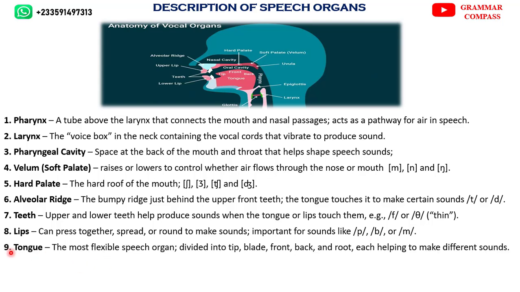And the last one is the tongue. He is the star of the show. The tongue is divided into the tip, the blade, the front, the back, and the root. It is more flexible than even a gymnast, and it helps in shaping different sounds. So together, these organs form the ultimate group members, and each of them plays its part.